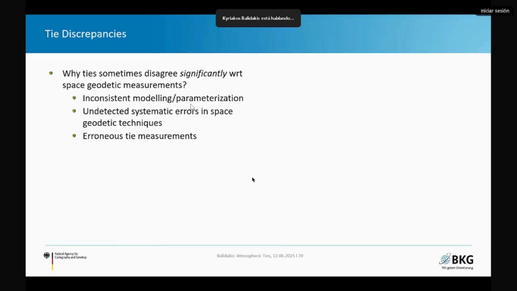Now, there are some discrepancies between what this external measurement gives us and what we can measure with the space-geodetic techniques. And this is, in many cases, due to inconsistency in modeling and parameterization. There are some undetected systematic errors in the individual techniques, or there is some error during the measurement of the local ties. So in many of these systems, there is no single point that you can track and say this is the center of the VLBI or the SLR system.